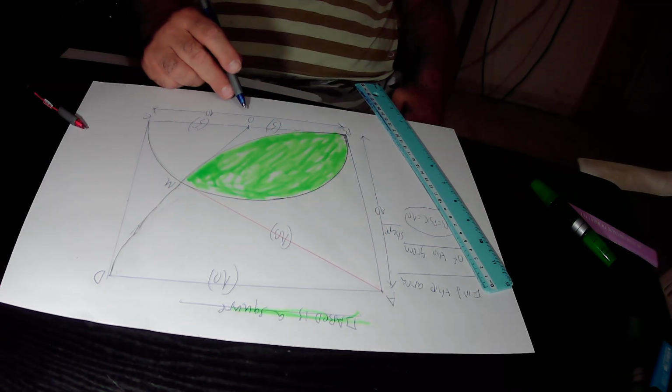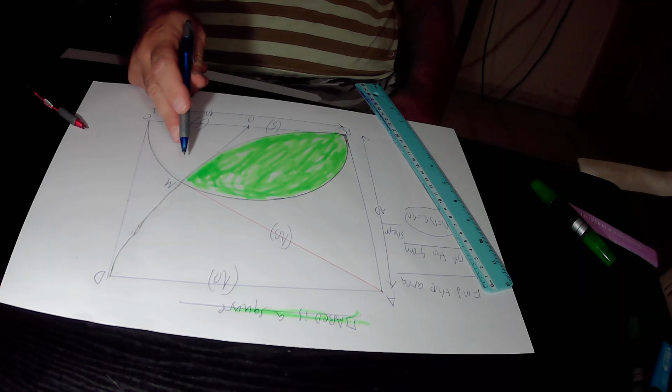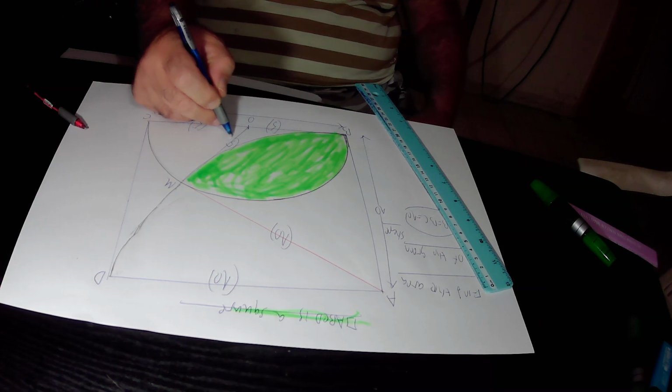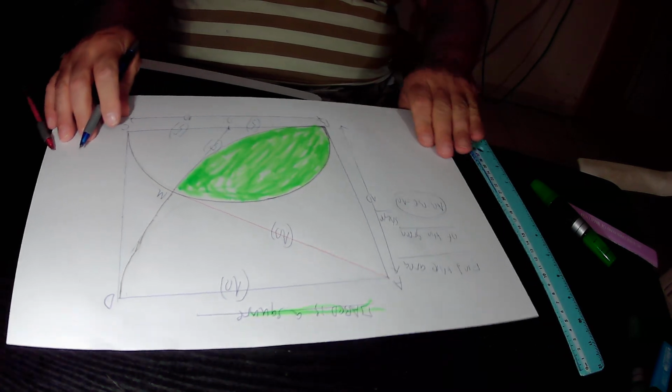Point O is the center of the semicircle, point M is the point on the semicircle itself, therefore OM is the radius of the semicircle, that is 5. So here we can implement rule 1.